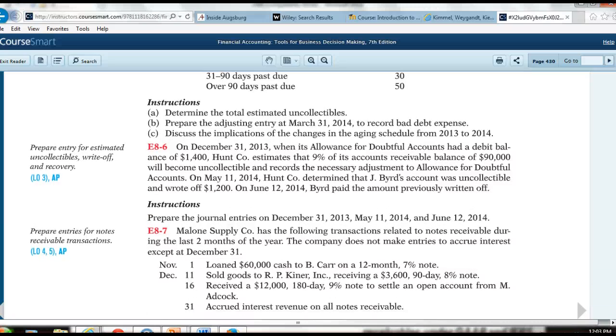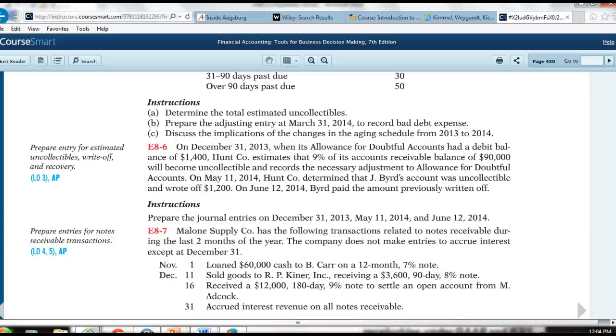Let's look at 8.6, exercise 8.6. On December 31st, when its allowance for doubtful accounts had a debit balance of $1,400, Hunt Company estimates that 9% of its accounts receivable balance of $90,000 will become uncollectible and records the necessary adjustment to allowance for doubtful accounts. On May 11th, Hunt determined that J. Beard's account was uncollectible and wrote off $1,200. On June 12th, Beard paid the amount previously written off.